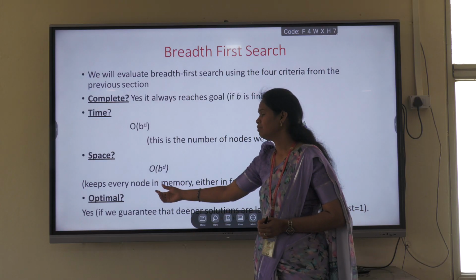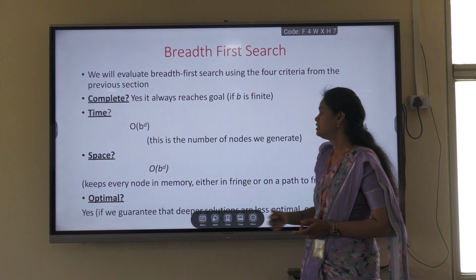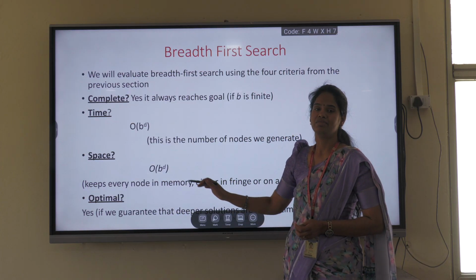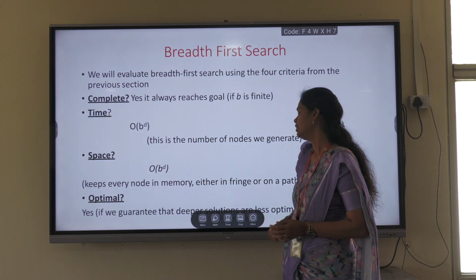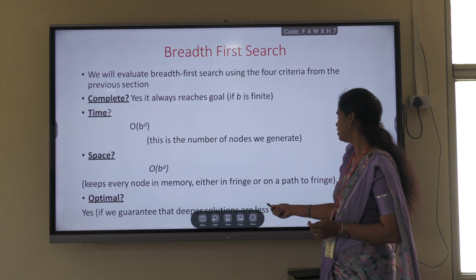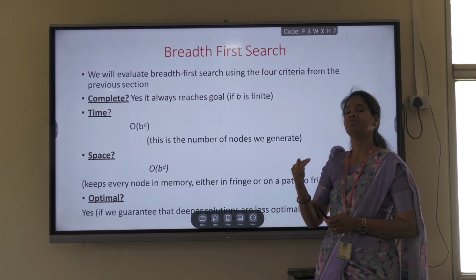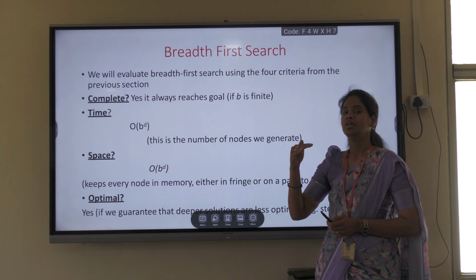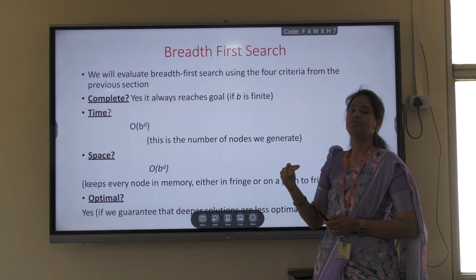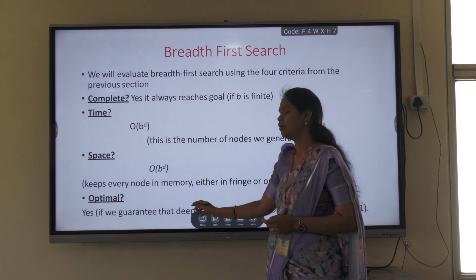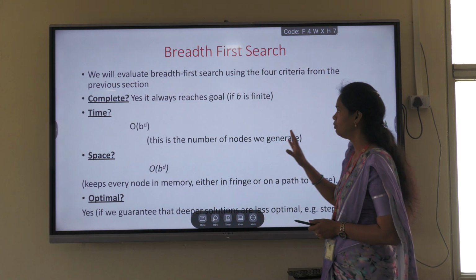And next is optimal. Since it is a breadth first search, it is guaranteed that it gives the optimal solution, right? The deeper the solution, the less optimal. If the step cost is 1, which means we have only one level of depth, then it is going to find the solution easily, so it is going to be an optimal solution. So this is your breadth first search.